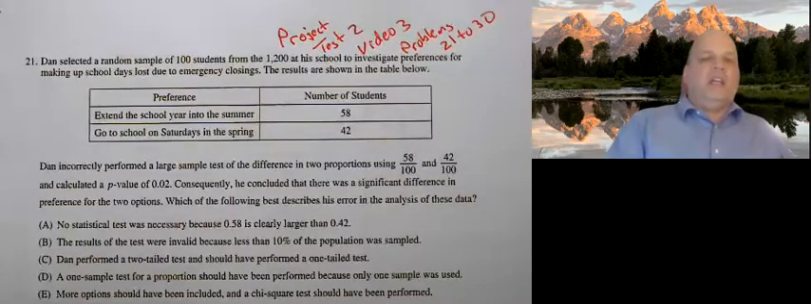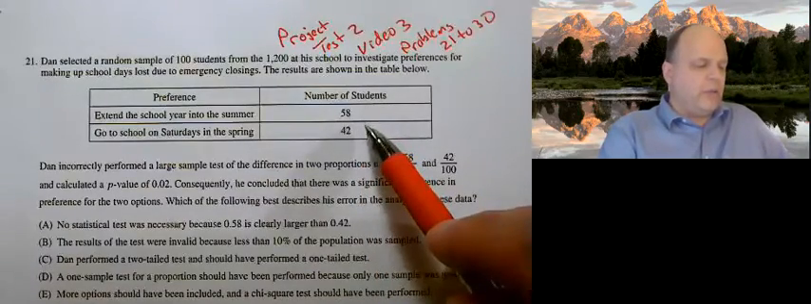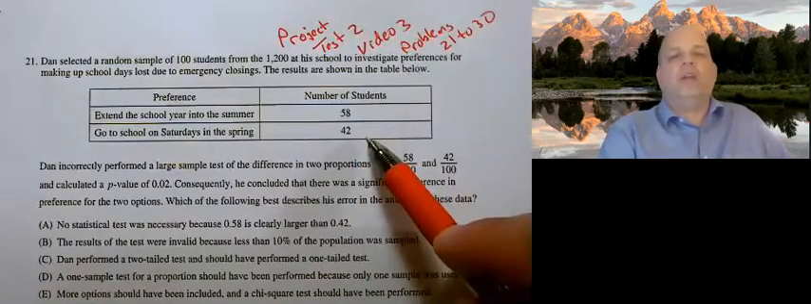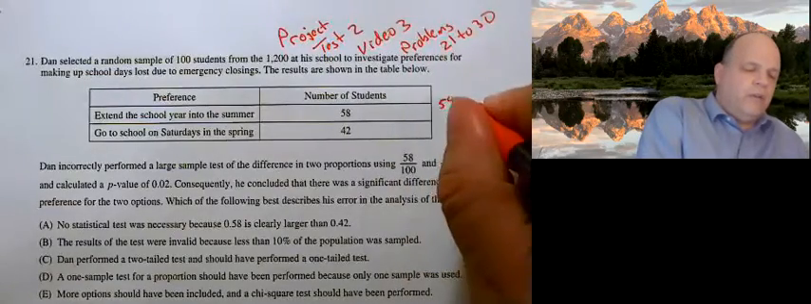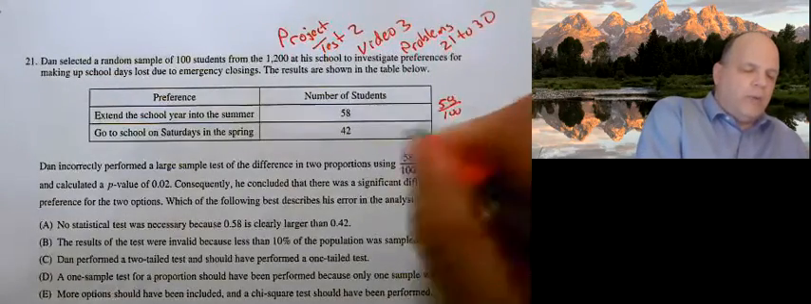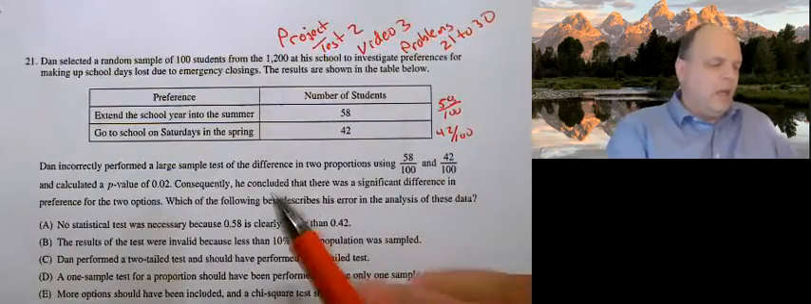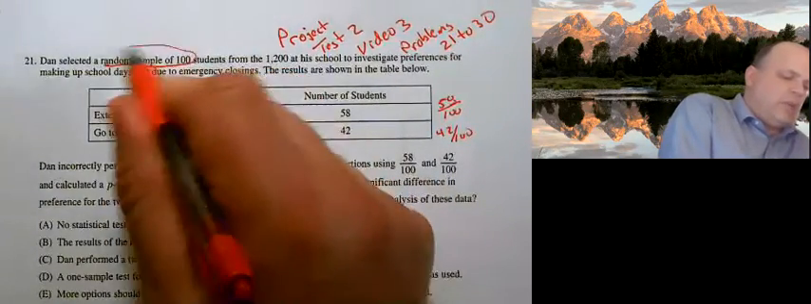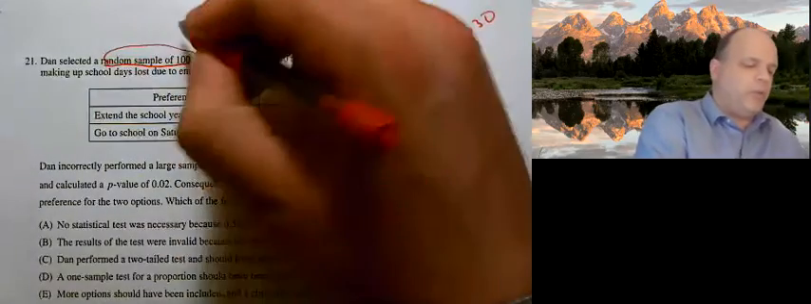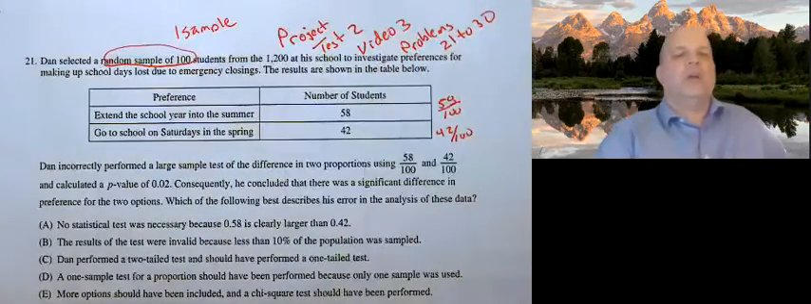So basically, we had 58% who said extend the year in the summer, and 42%. So 58 out of 100 and 42 out of 100. Okay. And by the way, how many samples did Dan take? He took a random sample of 100. So we have one sample. This is going to prove to be very important.